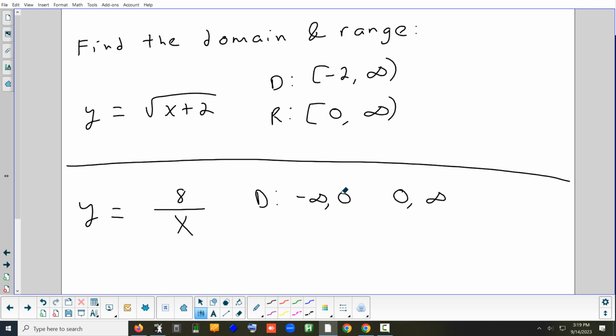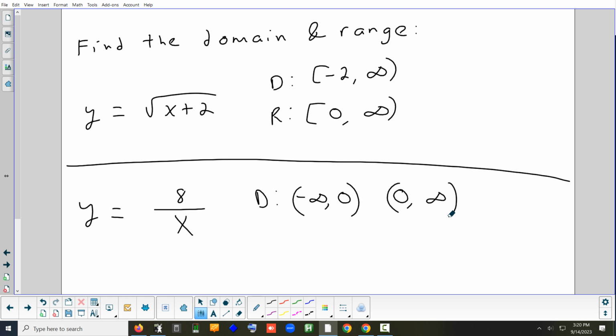Both would have close parentheses. Both would have what symbol again? Parentheses. Yeah. So that means it's an open interval because you're not including the endpoints. I don't know if I've used that word specifically yet, but open interval means don't include the left endpoint, don't include the right endpoint. Anything else you need there?